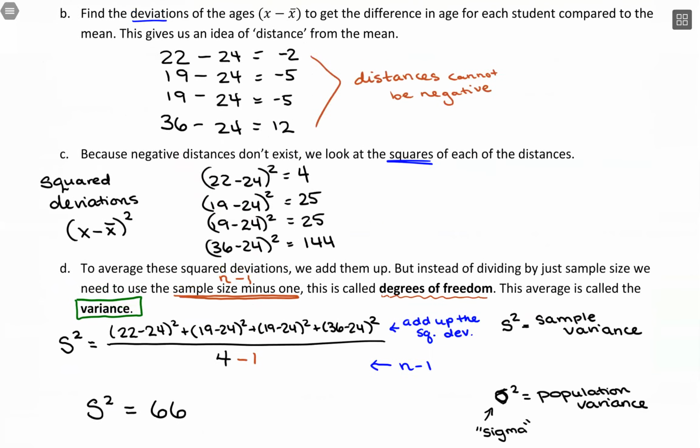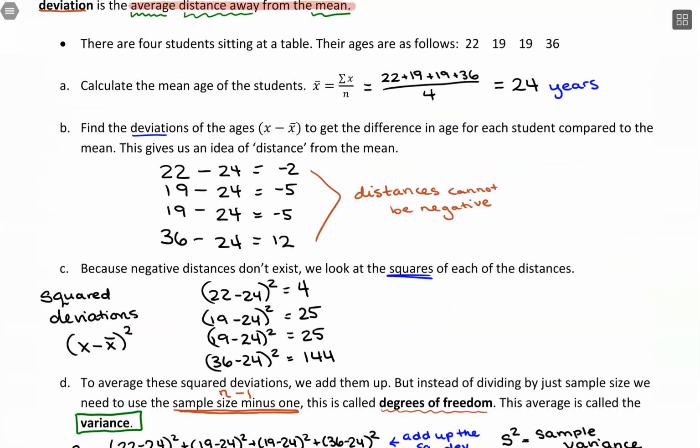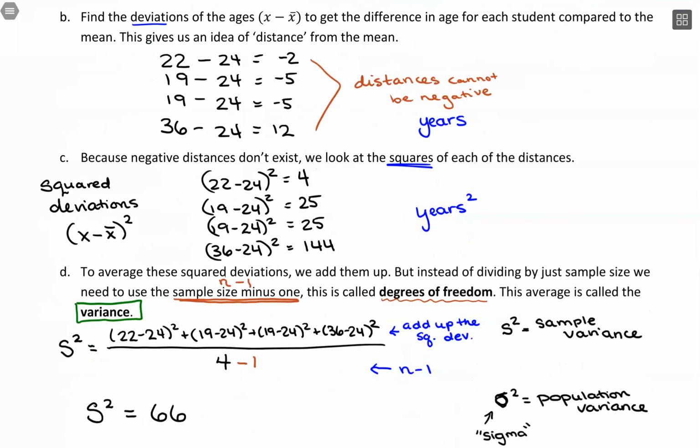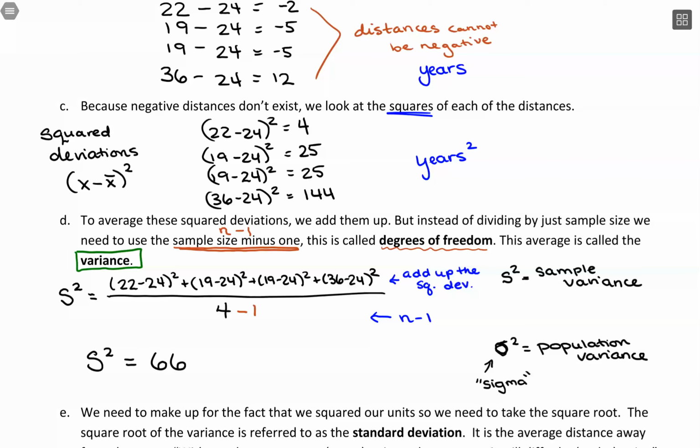So let's think about what happened to our units here. We started with this idea of years, and when we found the deviations, we didn't change those units at all. This is still in terms of units of years. But when we started squaring the value, our units also get squared. So this right here is actually in terms of years squared. And when you average, that doesn't change the units. This is something in terms of years squared, which is a very difficult concept. Those aren't great units to work with there.